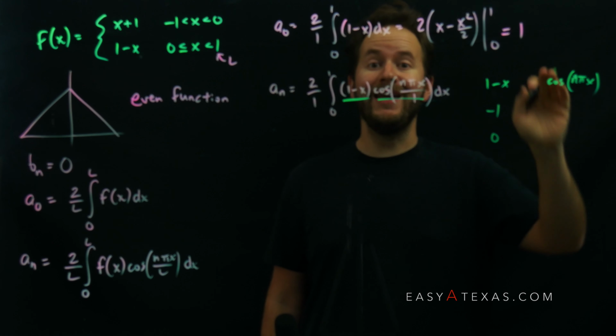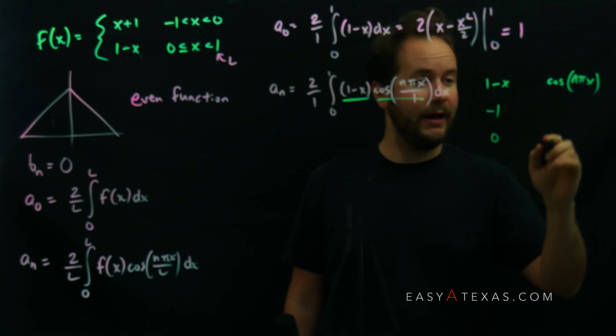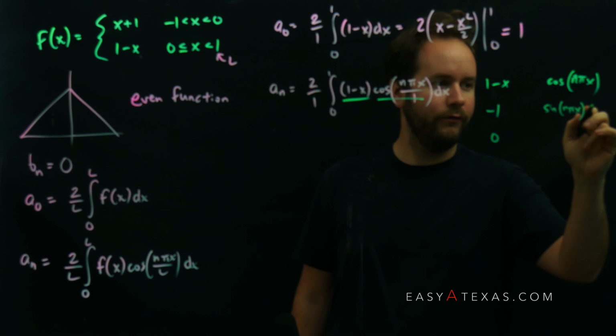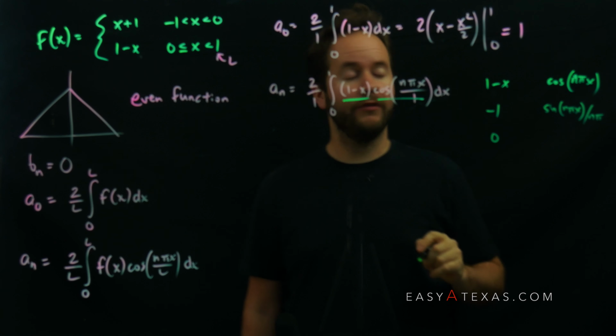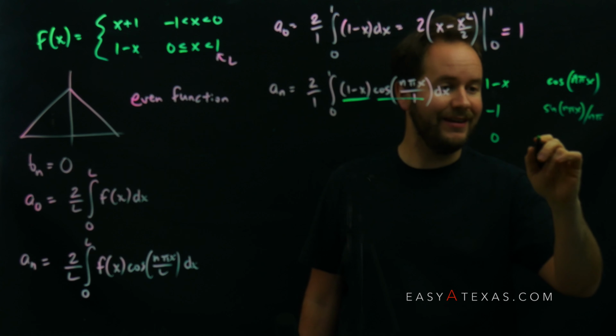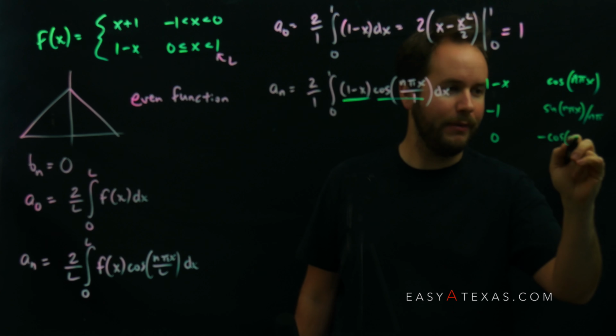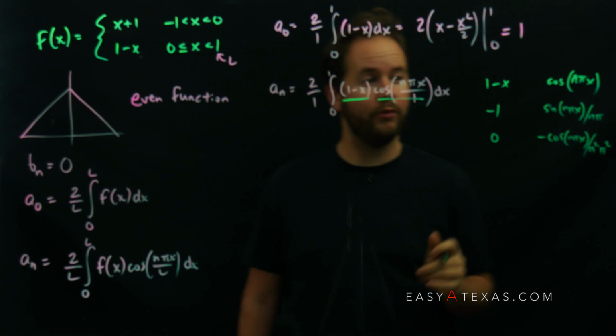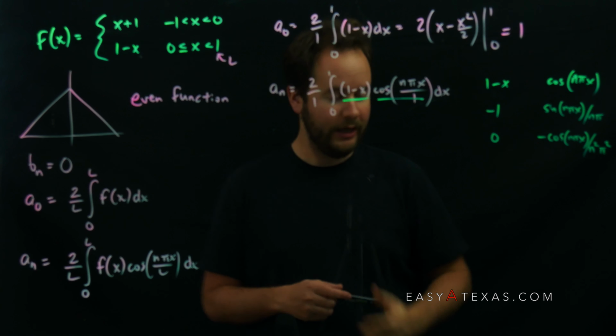For this column, you integrate. So the integral of cosine n pi x is sine n pi x over n pi. The integral of sine n pi x over n pi is negative cosine n pi x over n squared pi squared. Now we're not out of the woods yet. We're almost done with our integration by parts.